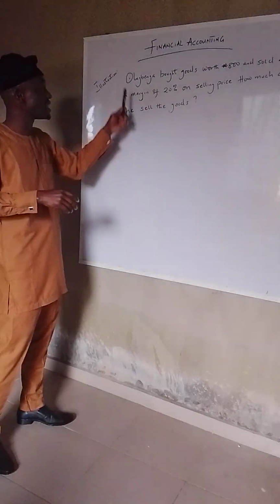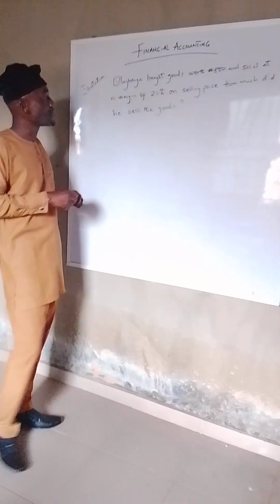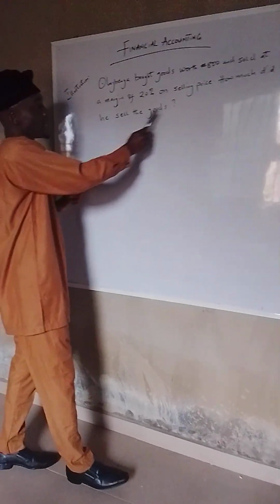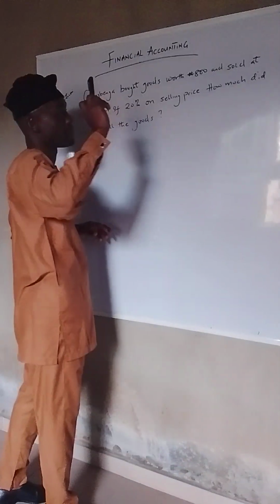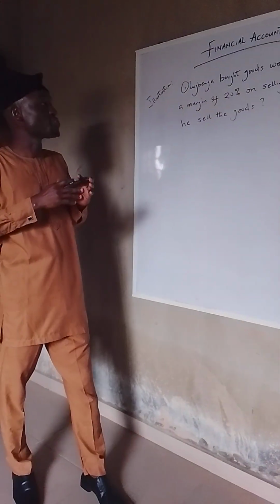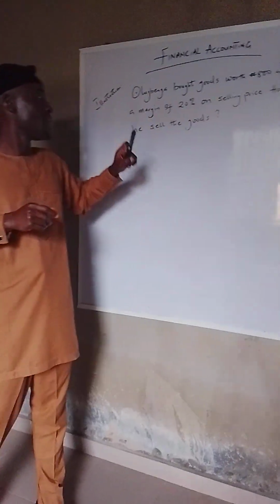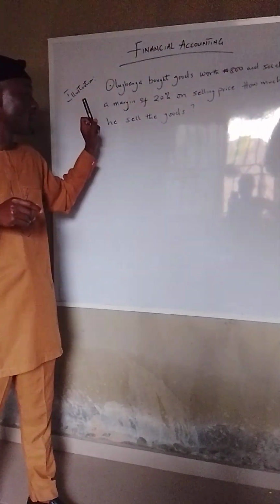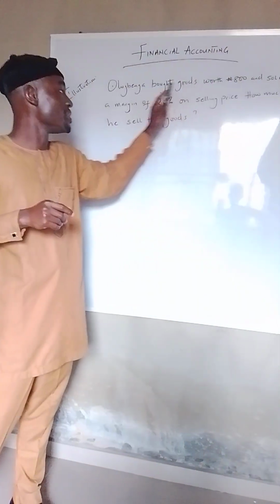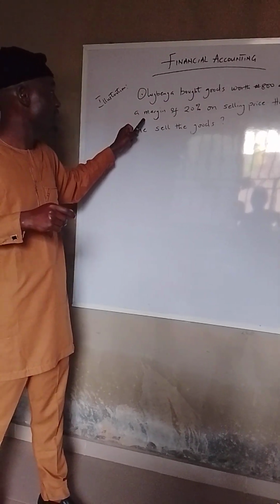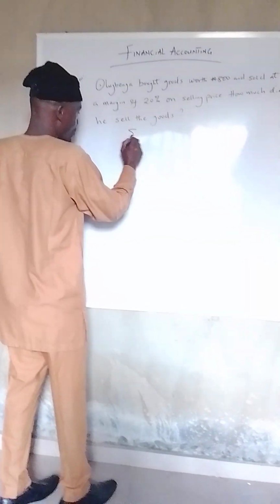Now, anytime you see a question like this, bearing margin, and the question is asking for the selling price, margin and markup, they are one of the instruments that we use in accounting in this type of question. Anytime you see a margin in a question like this, the first thing you have to do is to convert this margin to markup. So that's the only way you can get your selling price. And what do we do? Let's look at the suggested solution.